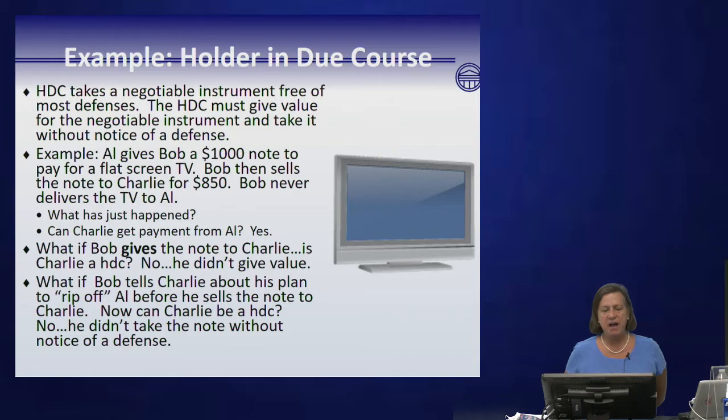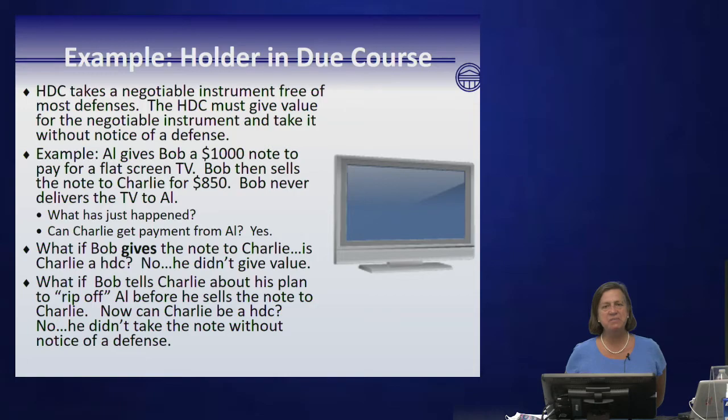Okay, so Al gives Bob a $1,000 note to pay for a flat screen TV. Bob then sells the note to Charlie at a discount for $850. Let's say Bob doesn't want to wait for his money, he wants it now, so he sells it at a discount. Bob never delivers the TV to Al.